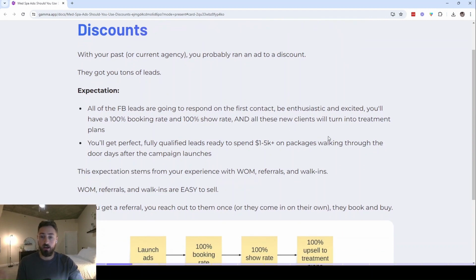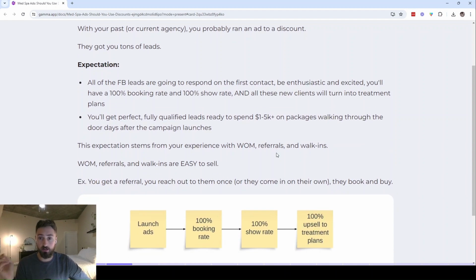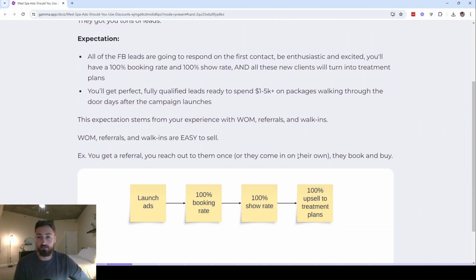Your expectation is that you're going to get perfect, fully qualified leads who are ready to spend $1,000 to $5,000 on packages, walking through the door days after the campaign launches, right? And I believe that this expectation that you have probably stems from your experience with word of mouth referrals and walk-ins, right? Because word of mouth referrals and walk-ins are easy to sell, right?